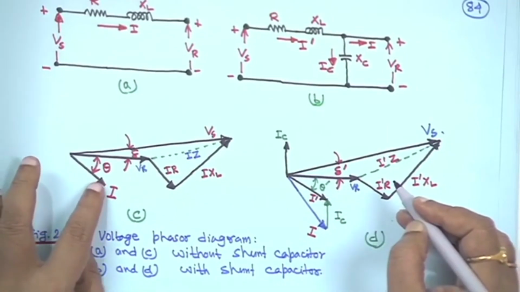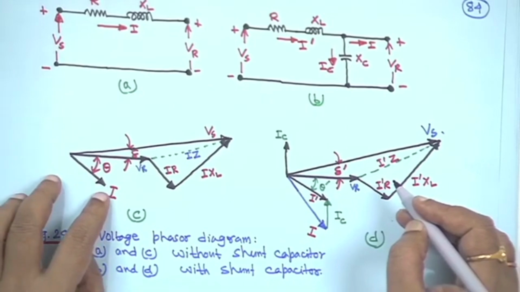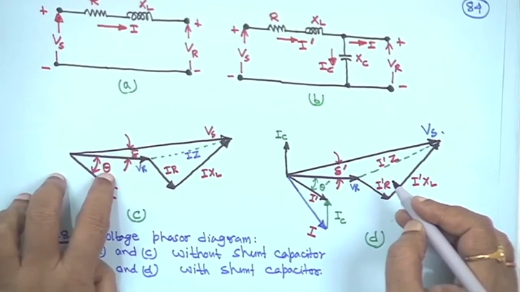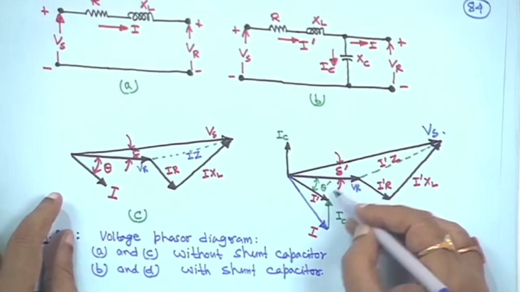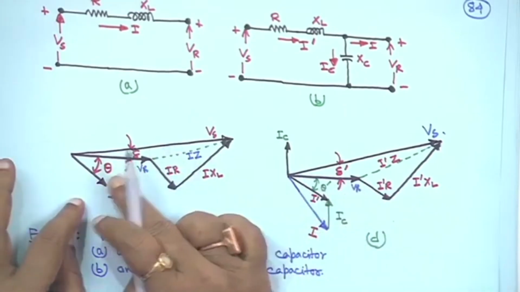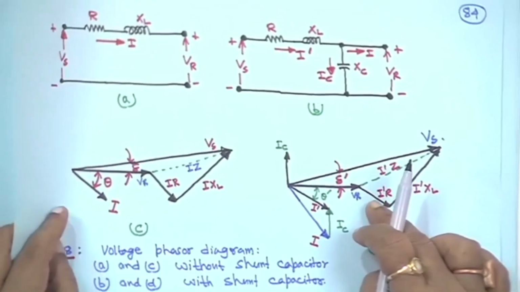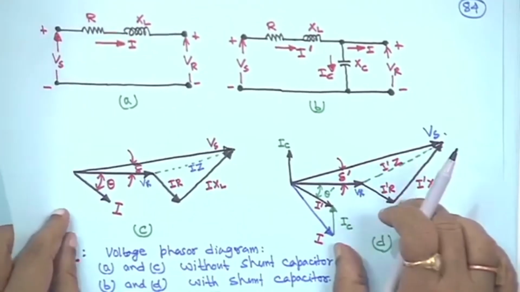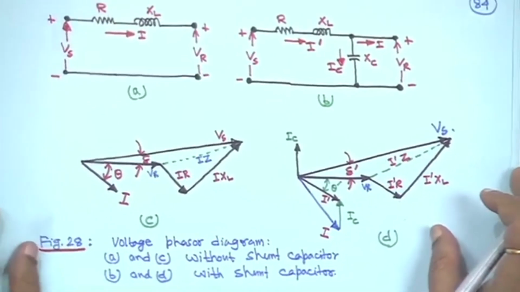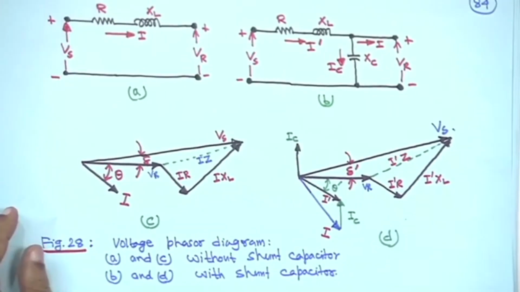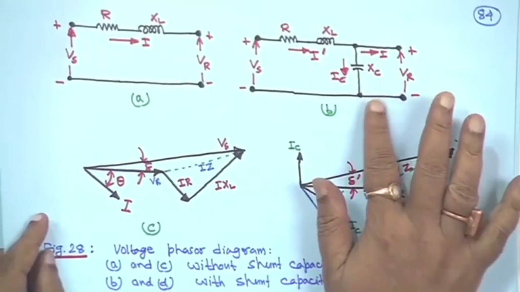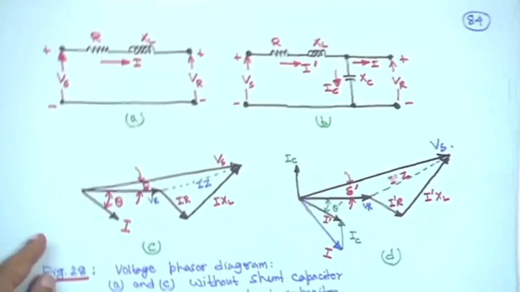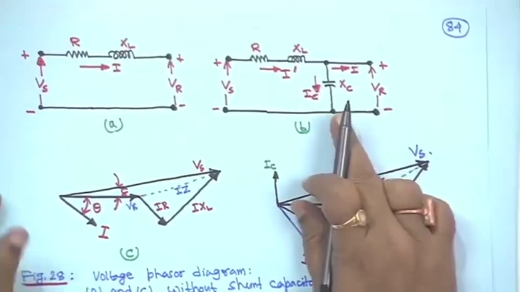Now, in this case, if you see delta and theta, here it is delta dash and theta dash. Later we will see that because of this change from delta and theta to delta dash and theta dash, it improves the power factor of the load also. Now, as I told you, the capacitor injects reactive power. If you look into this diagram, I will just show you this way.